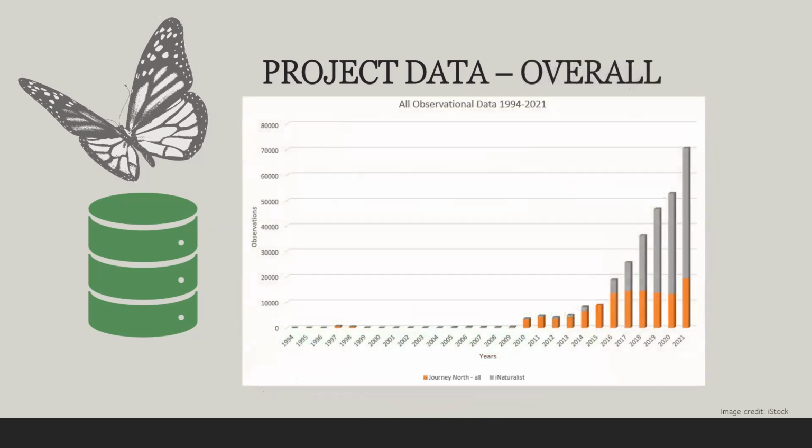So overall, this is what I'm working with. This is combined Journey North data and iNaturalist over time. As you can see in 2018, iNaturalist observations outweigh the Journey North observations. And I'll have to go in January and get the cumulative 2022 observations.